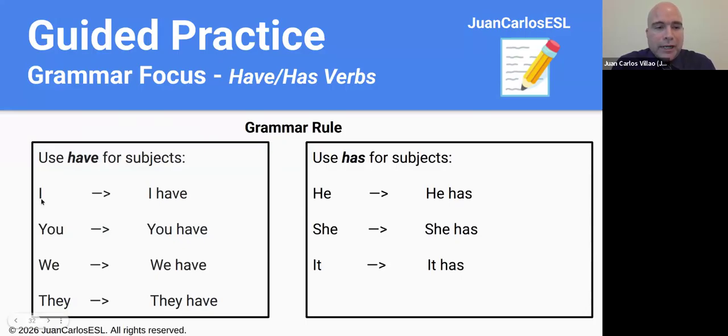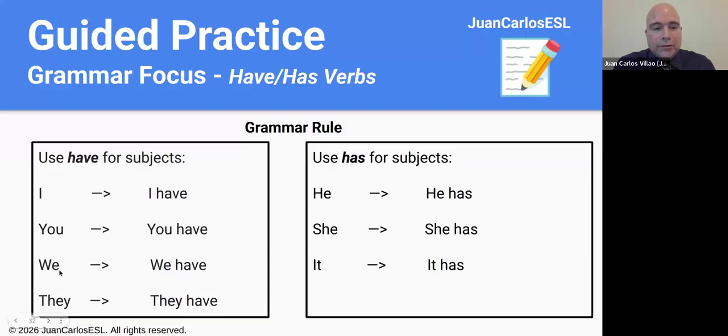I is first person. I es decir, yo, que es primera persona. Yo tengo. So I have, yo tengo. You is second person. You is segunda persona. You have. And then we, es decir, nosotros tenemos. We have. They, es decir, ellos, que es tercera persona, ellos tienen.